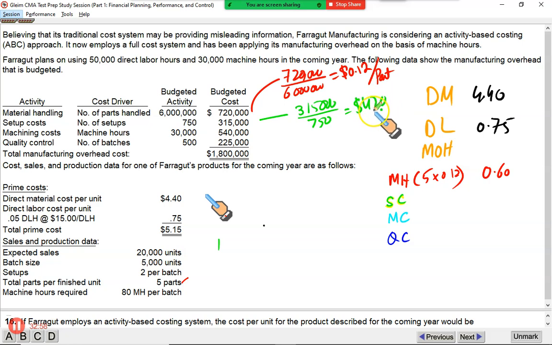Now let's see if it costs $420 for each setup. Let us see how many units are there in setup. Look at this. Our batch size is 5,000 and we have to make 2 setups per batch. Can anyone tell me by just looking at these numbers, how many units are there in each setup? Please use your common sense and tell me.